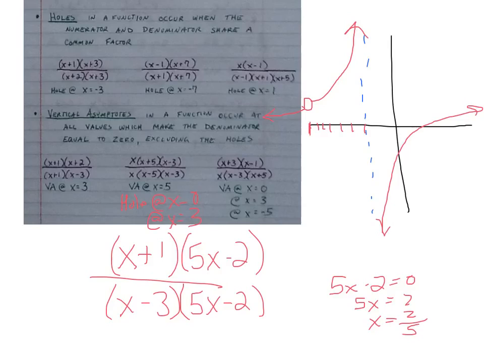Finally, in our last example, we see that no term in the denominator cancels, so we have 3 vertical asymptotes, one at 0, one at 3, and one at -5, because any one of these 3 values would set the denominator equal to 0.